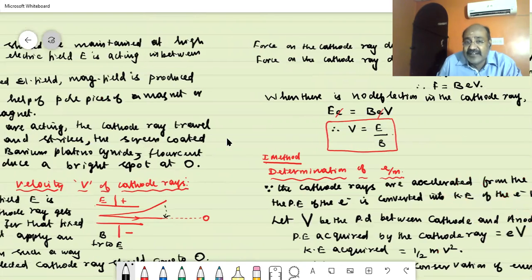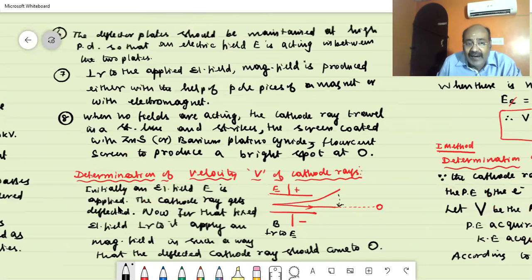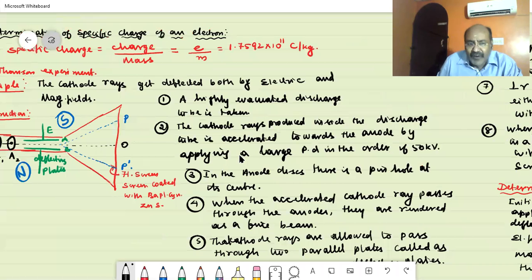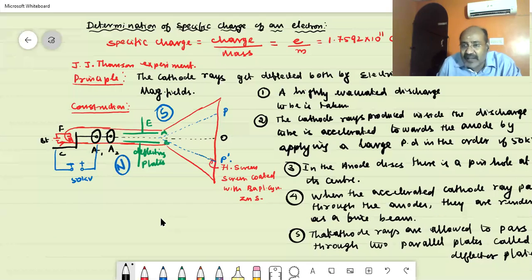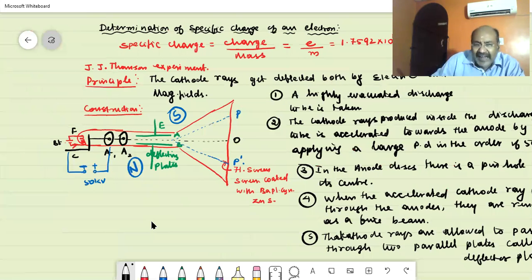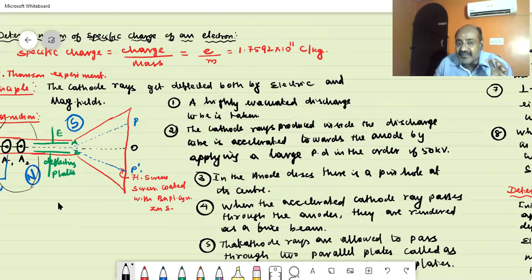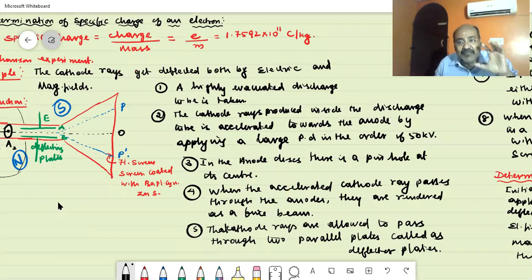First of all, we drew a diagram. The diagram may be somewhat different from that of your book. For easier understanding, I have drawn the diagram like this. In your book, there will be a bulge, a bulb-like structure, at the center. All the other things are the same. For easy understanding and easy writing of the description, I have taken the diagram like this. By understanding the diagram, you can write the description by yourself.